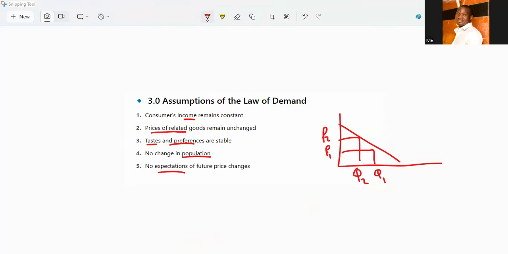A given good is an inferior good where the demand will increase when the price increases.